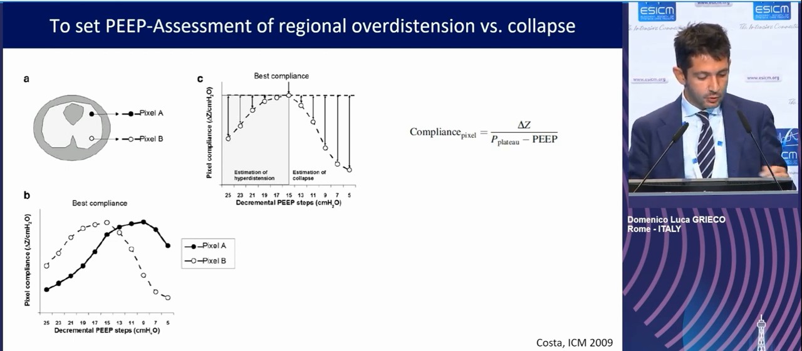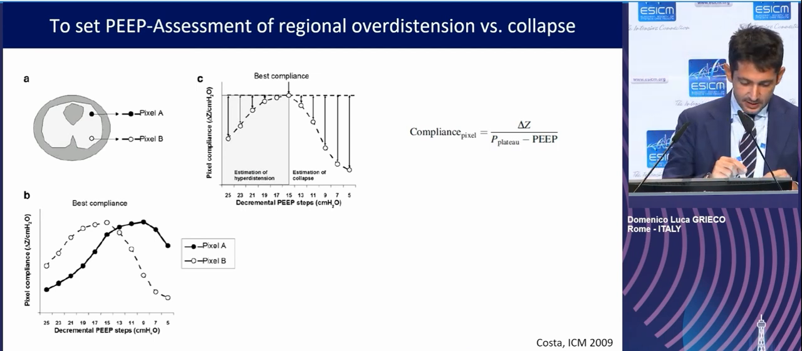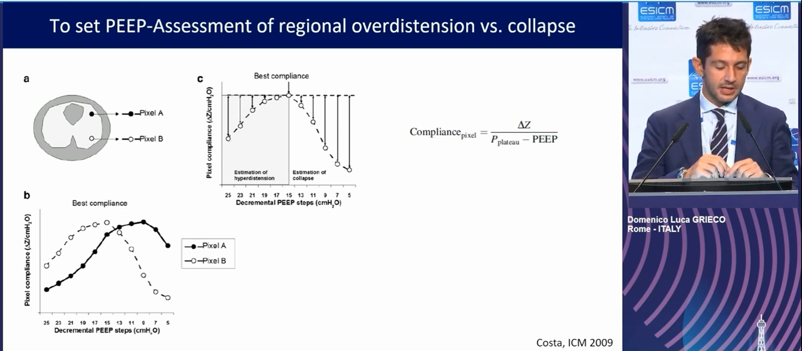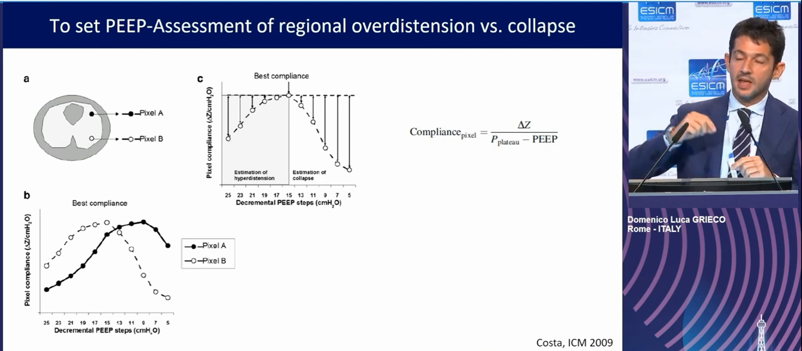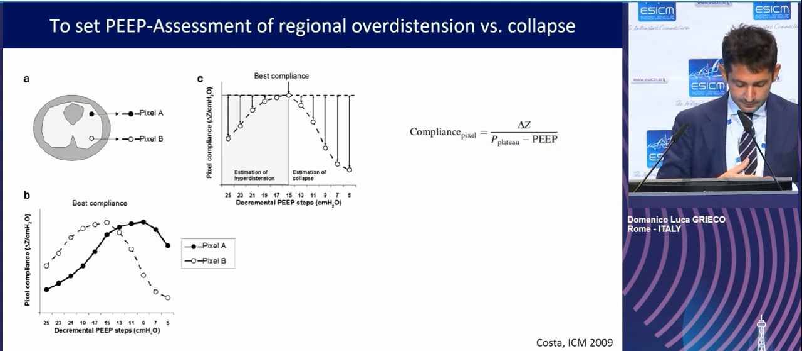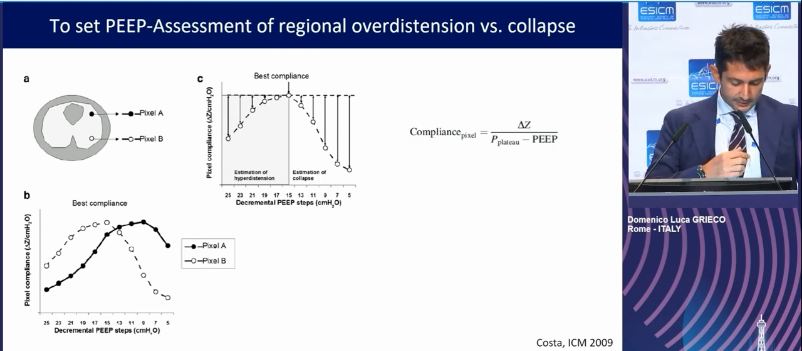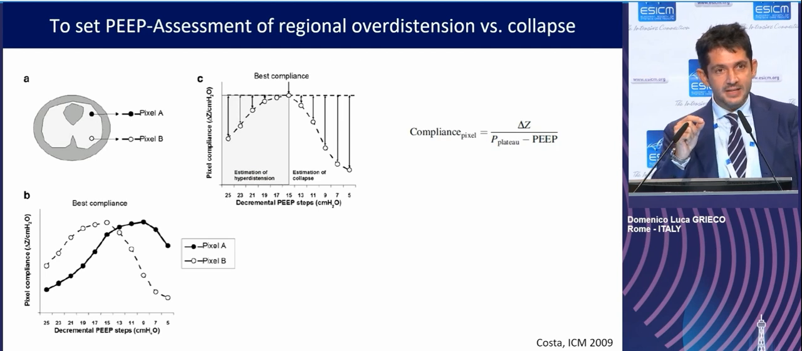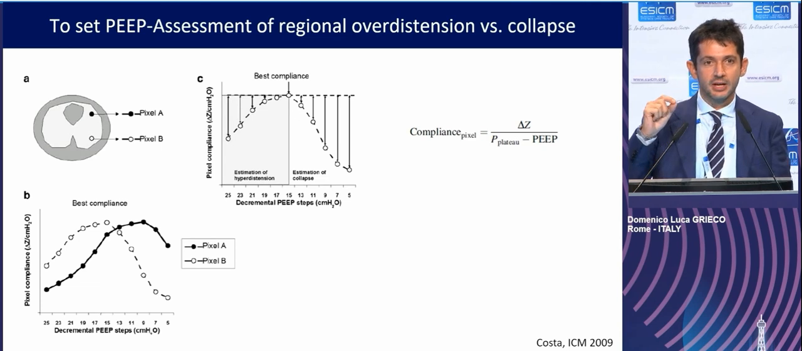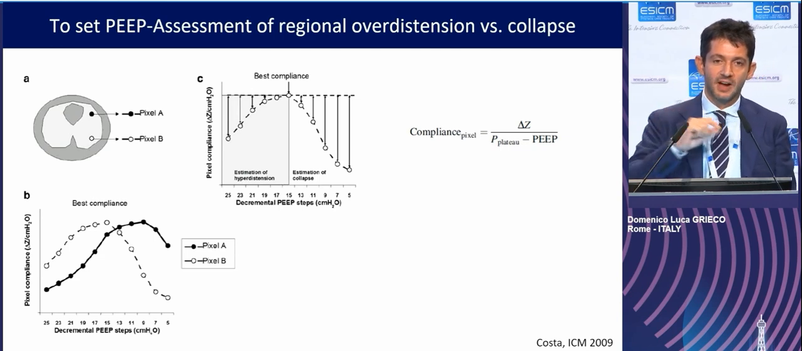And essentially, if you look at panel A on the left, you see that the EIT can provide information about different pixels of the image. You can have a pixel A, which is in the most non-dependent region, so the ventral part of the lung, and a pixel B, which is, for instance, in the dorsal part of the lung. Well, the compliance of that pixel can be calculated by the change in electrical impedance signal, so the delta Z in that pixel provided by tidal volume divided by the driving pressure, which is constant.